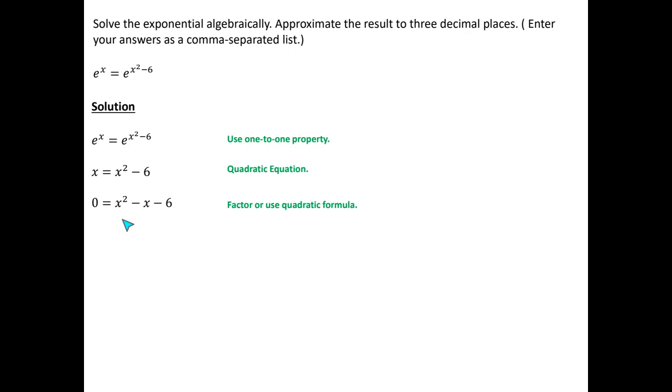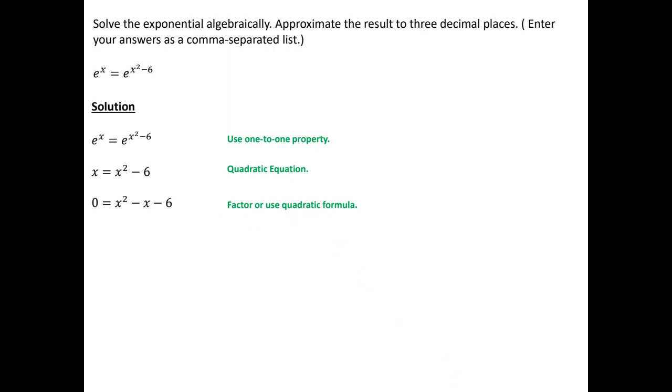Now we have choices, right? So what we can do now is you can either try to factor or you can use a quadratic formula. Remember, not everything factors. So if you give yourself a minute and you can't come up with the factors, then it might not be factorable. So using the quadratic formula will provide you that answer. But in this example, it does factor.